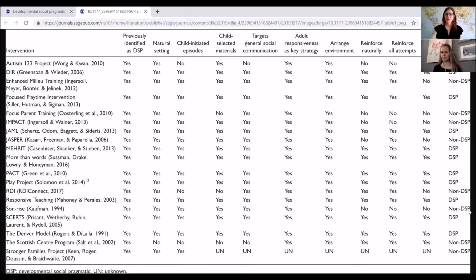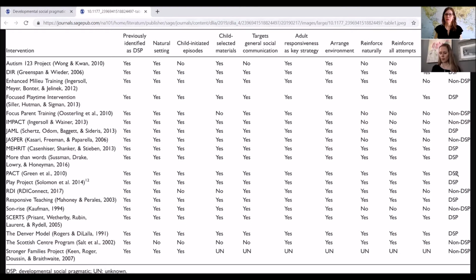In the final column on the right, this is where you conclude whether they're considered DSP or not. Correct. Yes. Okay, very interesting. So is there anything else you wanted to say about this table?